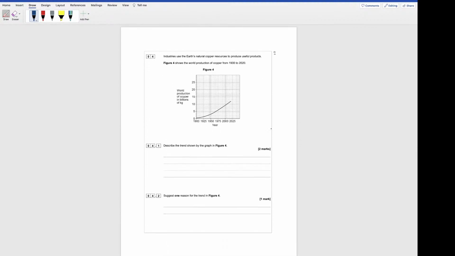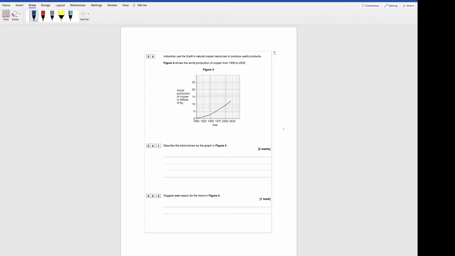Question 4. So we're pretty much 3/4 of the way through this test now. Industries use the Earth's natural copper resources to produce useful products. Figure 4 shows the world production of copper from 1900 to 2020. Describe the trend shown by the graph in figure 4.